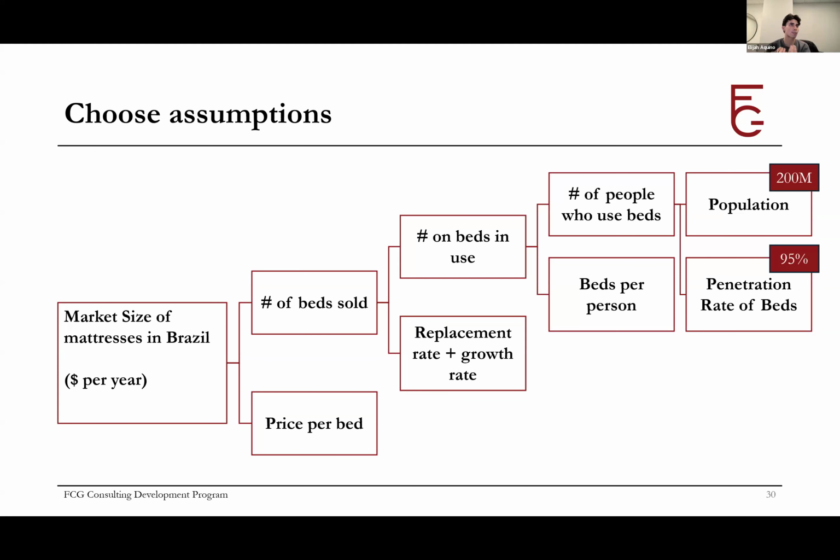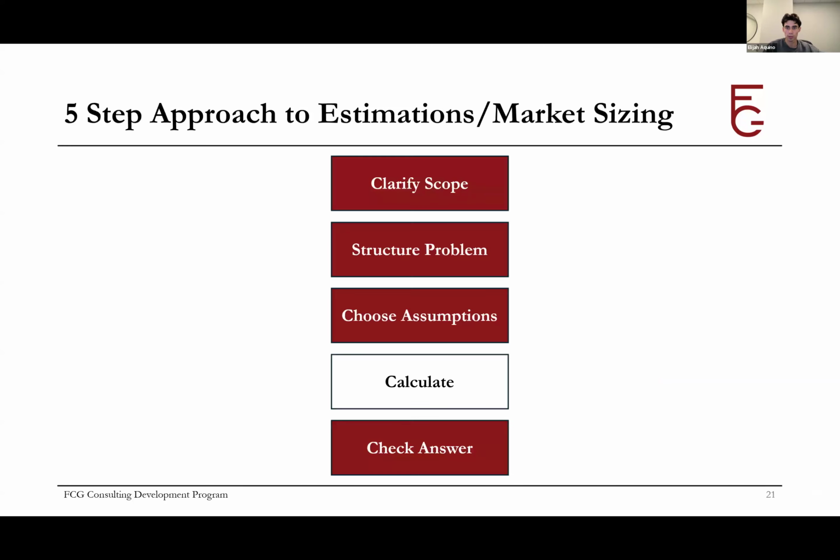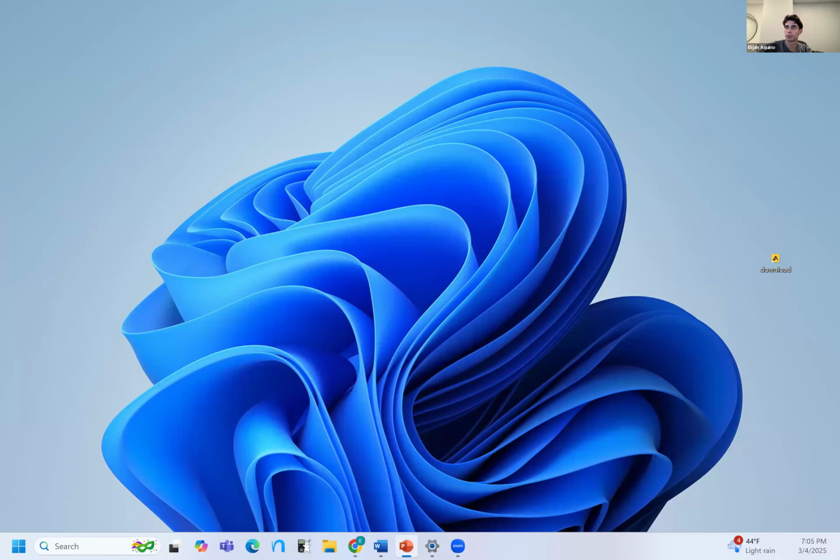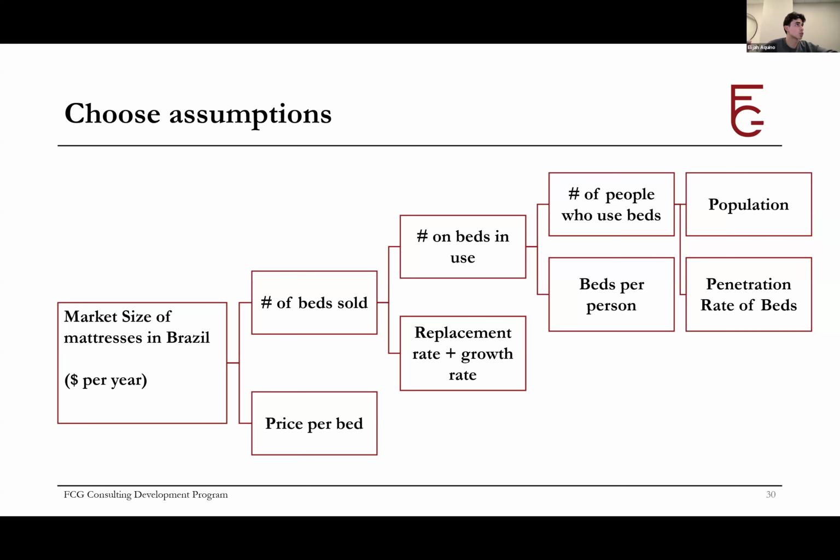So in this case, high penetration rate, and in the bubblegum case, also a high penetration rate, because I assume that most people eat gum. The people that don't eat gum are probably babies and some old people. So I just said 80% of people have either bought gum, are eating gum, or are going to buy gum in the near future or in the future. Let me go back to the slide we were at. Choose assumptions, present. Okay, so I've chosen my two assumptions, right?